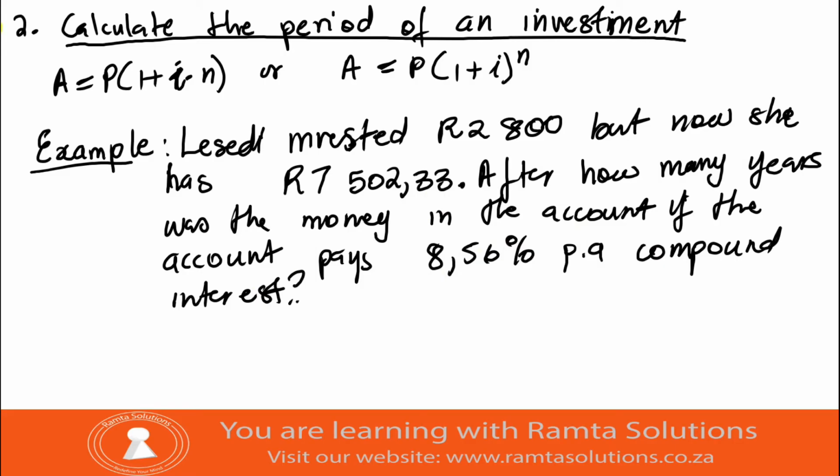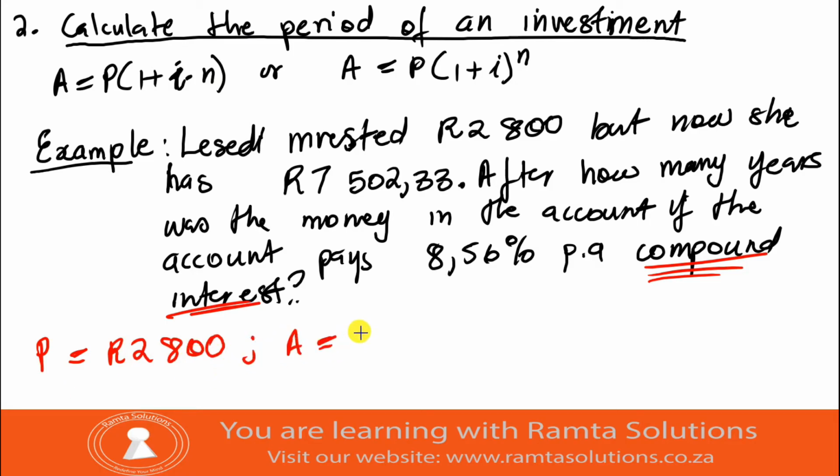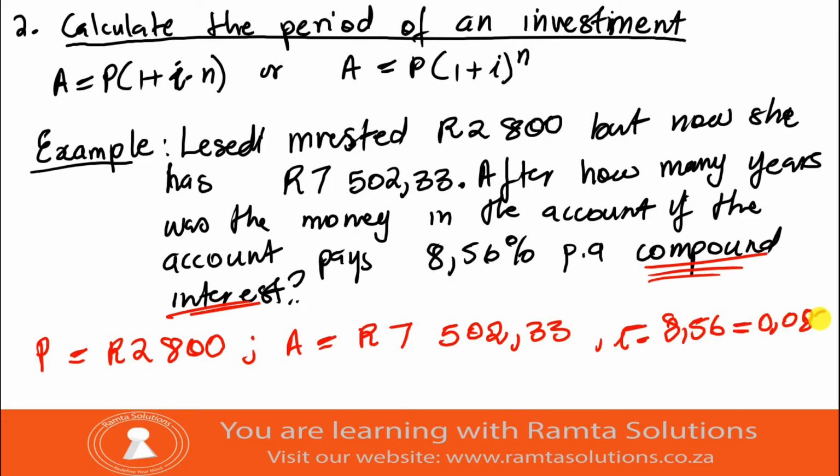Because I see the word compound, it means I'm going to use the compound interest formula. I can see here that our principal amount is 2,800, and our accumulated amount, the money that you have after some time, is 7,502 rands and 33 cents. The interest is 8.56%, which is similar to 0.0856. Now the question says calculate N.